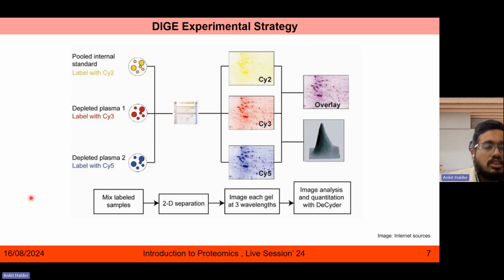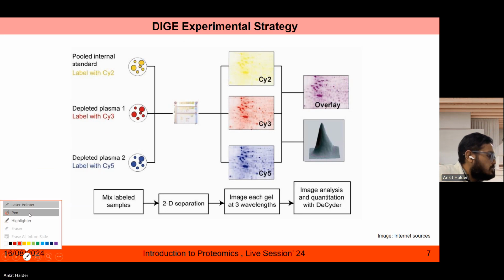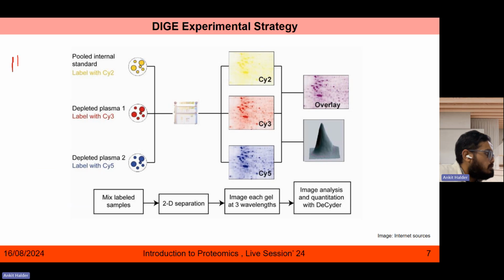So what is the general experimental strategy that is taken? For example, this is with plasma samples, but you can try it with any other specimen or sample that you wish to. Here they have depleted plasma 1, depleted plasma 2, and a pooled internal standard.